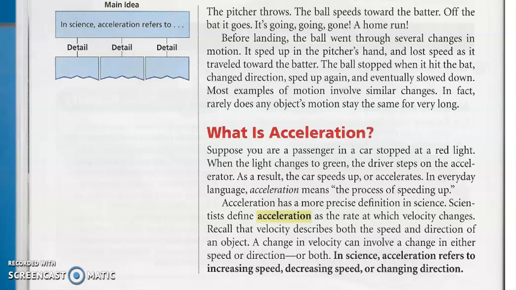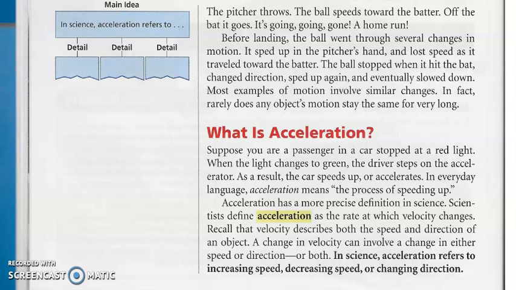Suppose you are a passenger in a car stopped at a red light. When the light changes to green, the driver steps on the accelerator. As a result, the car speeds up or accelerates. In everyday language, acceleration means the process of speeding up. Acceleration has a more precise definition in science.